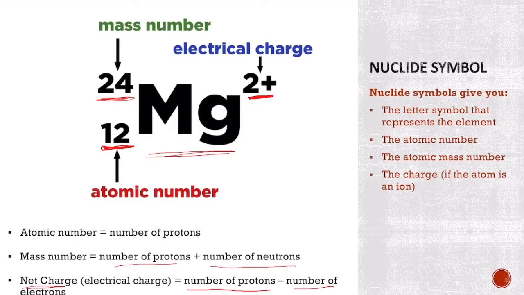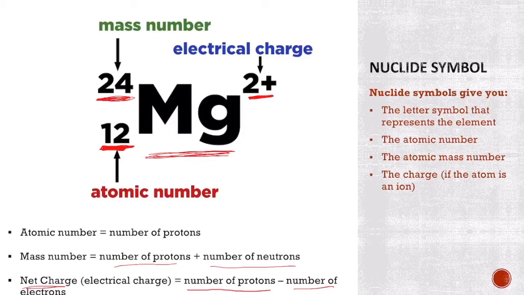All right, so now let's talk about nuclide symbols. These are symbols that just give us a lot of information about an element. So a nuclide symbol includes the element symbol from the periodic table. It includes the atomic number. Remember, the atomic number is the number of protons, and that would go in this lower left-hand corner. It contains the mass number, and remember, that's the number of protons plus neutrons, and that goes in the upper left-hand corner. And then if you're dealing with an ion, then you also want to list the electrical charge.